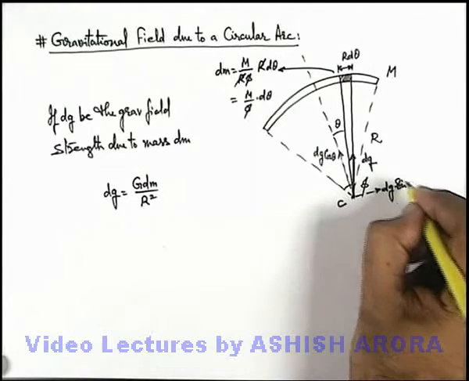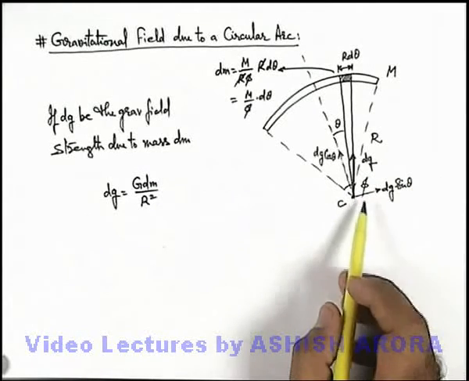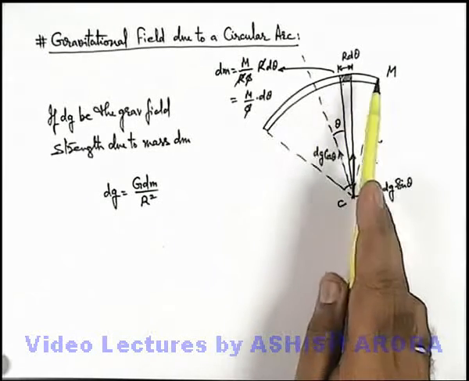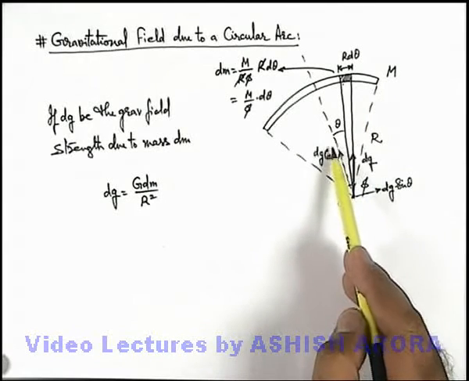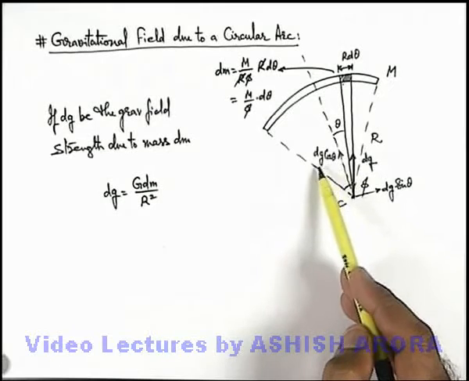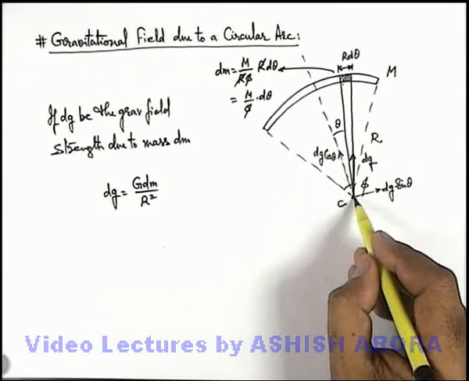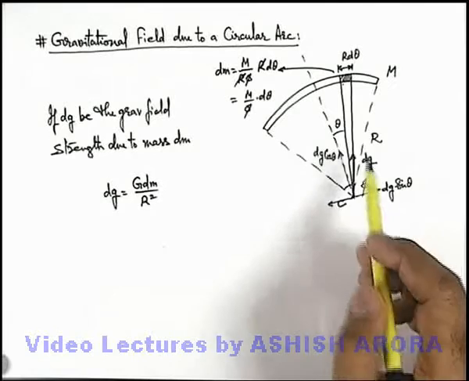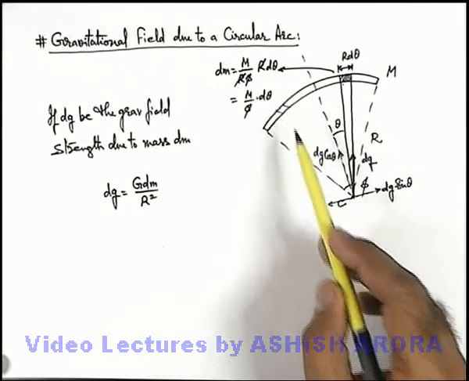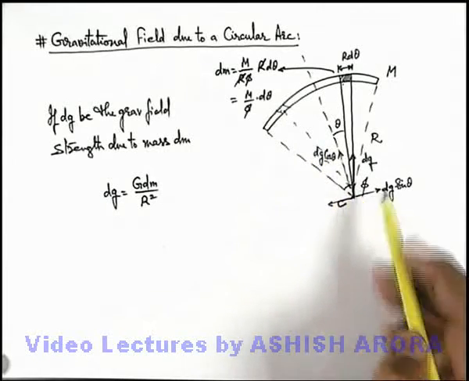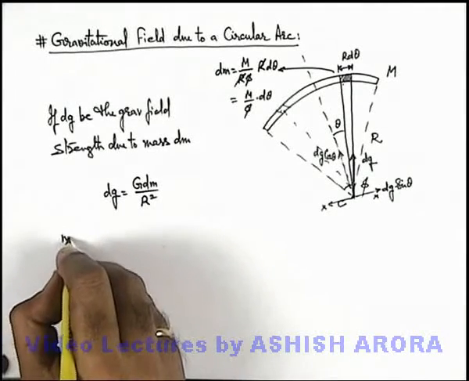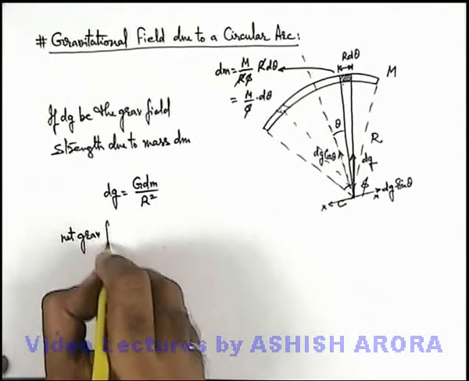One is along the angle bisector, which is dg cos theta, and the other is perpendicular to the bisector, which is dg sin theta. When we integrate the element from one end of the rod to the other, along the angle bisector all the components will be added up, but dg sin theta will get cancelled out, because corresponding to each segment on the right of the bisector, there exists a segment on the left for which dg sin theta will be opposite, and these two components will cancel.